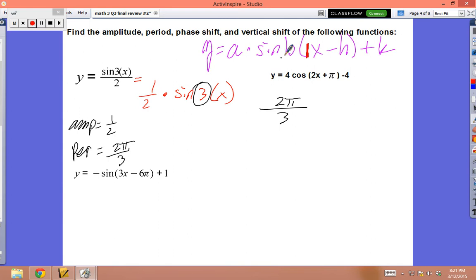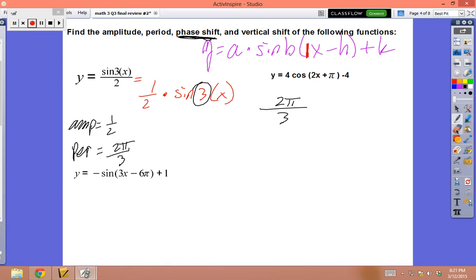Okay, the phase shift, that's the h, that's what you add or subtract in the parentheses. And there's nothing I'm adding or subtracting in the parentheses, so my phase shift is 0. And the vertical shift is the k, it's what you add or subtract at the end. There's not a vertical shift, so that is also 0. Okay, now the next one is tricky.